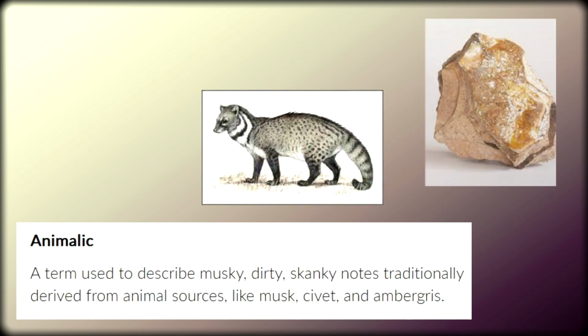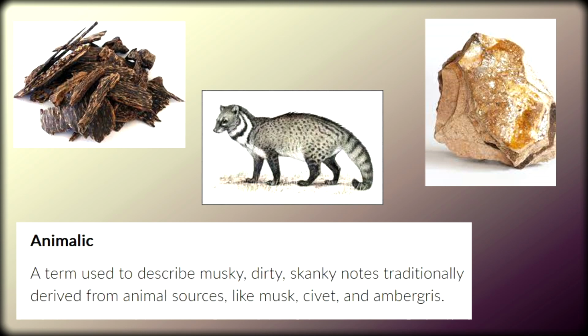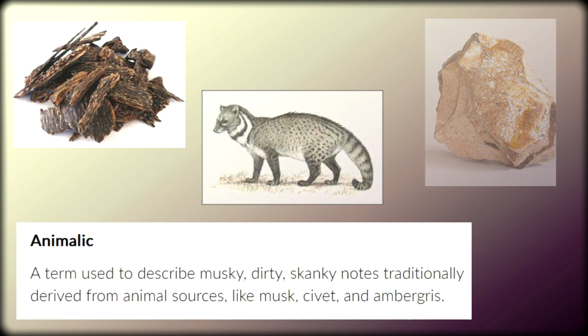So speaking of scents and notes, animalic. This can be used to describe musky, dirty, skanky notes, traditionally derived from animal sources like civet, ambergris, which is whale vomit. Oud can have a very animalic side to it as well. Certain types of oud, like the real genuine oud, can smell that way as well.